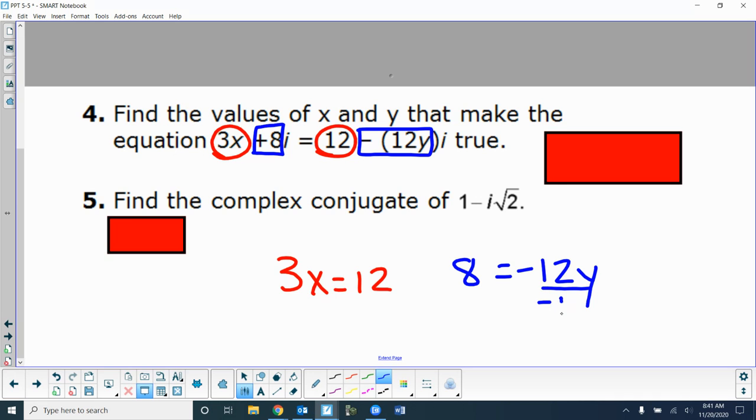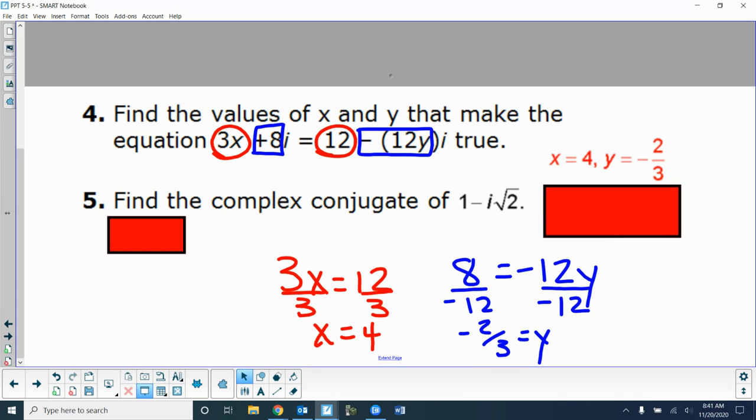So, just divide by negative 12. 4 goes into both of those. What's that? Negative 2/3. Divide by 3. So when x is 4 and y is negative 2/3, those two complex numbers are equal. See if we did it right? So the parts that don't have the i's go together, set them equal. And the parts with the i's, you set equal. Okay?